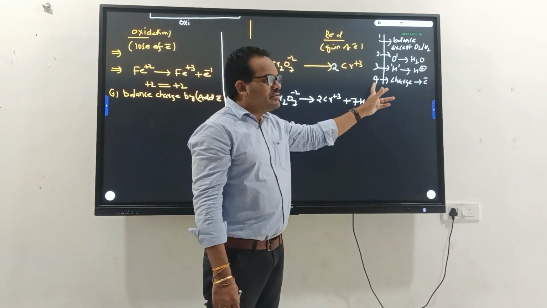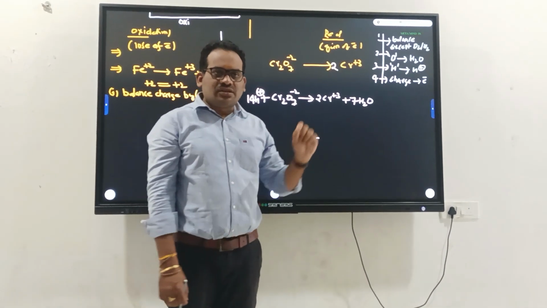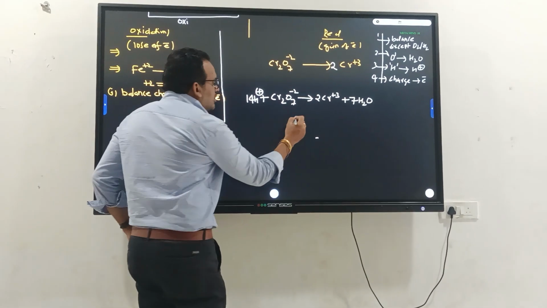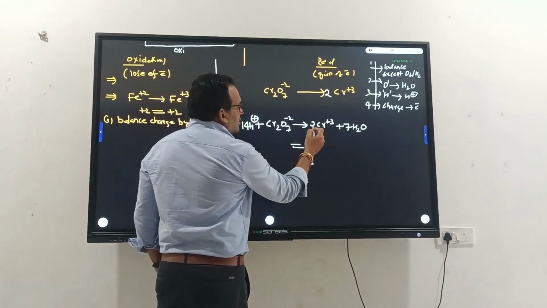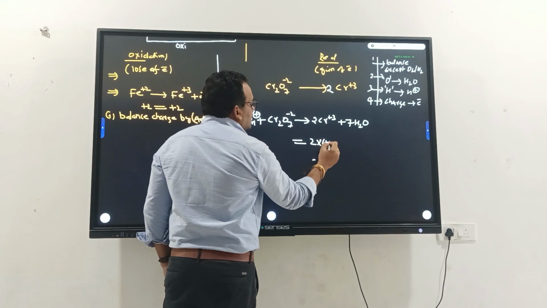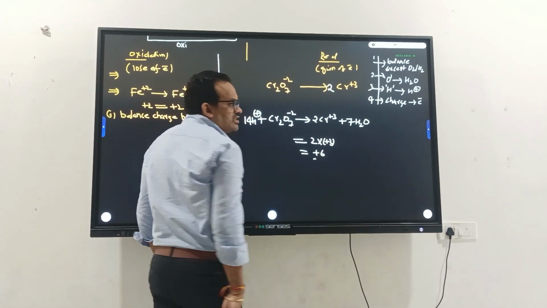Now, what is the fourth step, children? You have to balance the charge. LHS charge is equal to RHS charge. How much charge is there on the left hand side, children? 2 into plus 3 is equal to plus 6 charge.